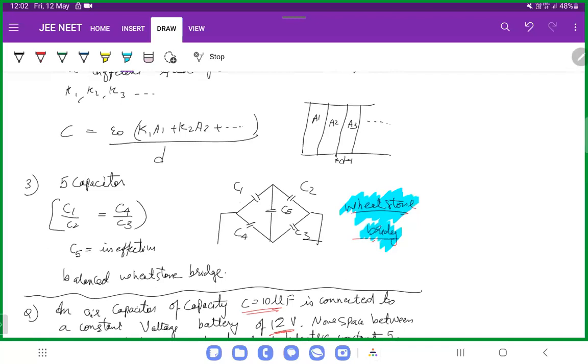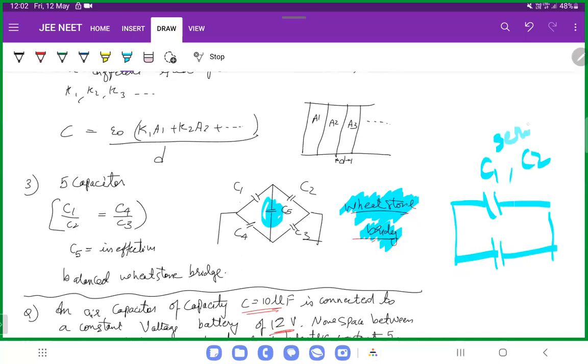So what we'll do, we'll just remove C5 and solve C1 and C2 in series. We'll remove this one. So C1 and C2 will be in series, and C3 and C4 will be in series. Then finally, C1, C2 will be parallel to C3, C4. It will be like this. This is C1, C2 in series, and C3, C4 in series, and then they are in parallel.